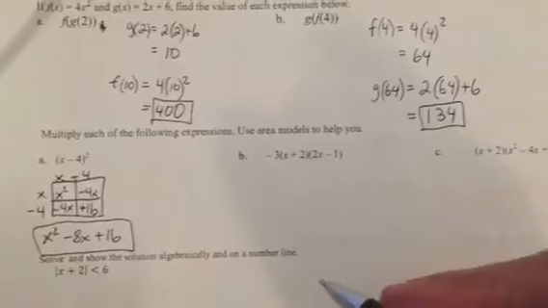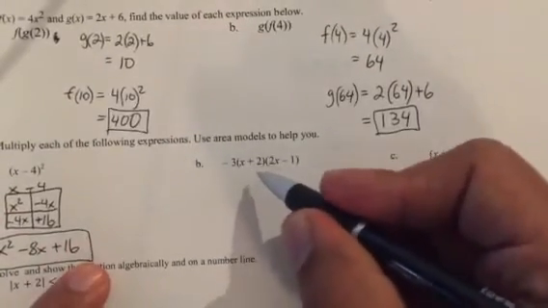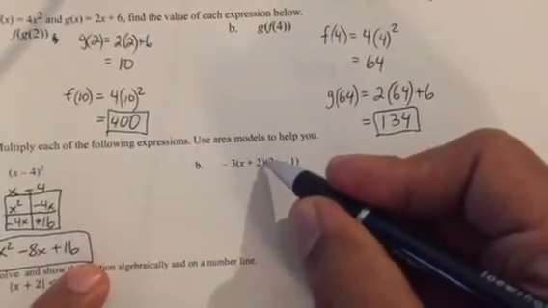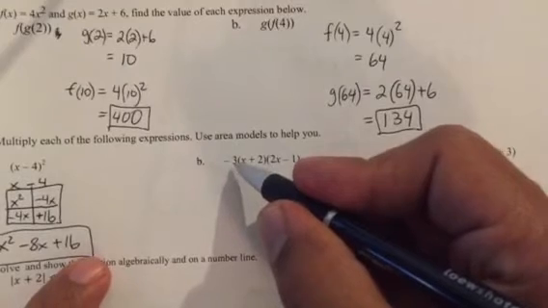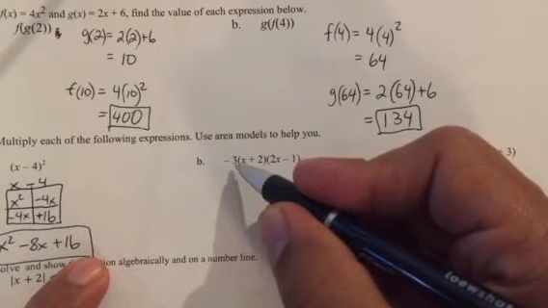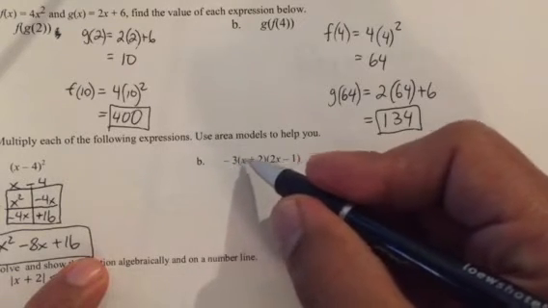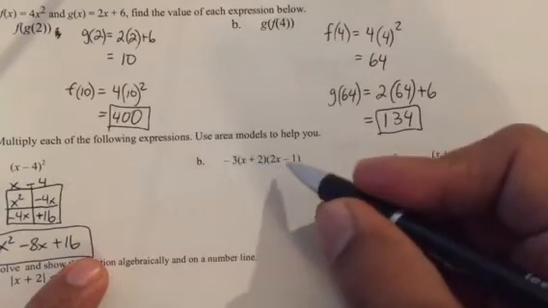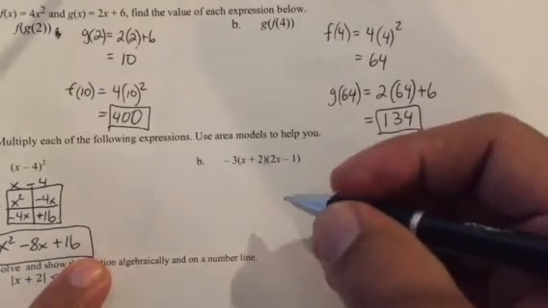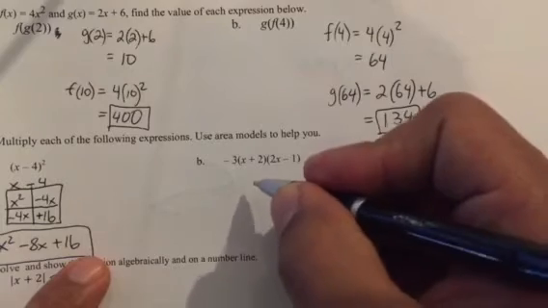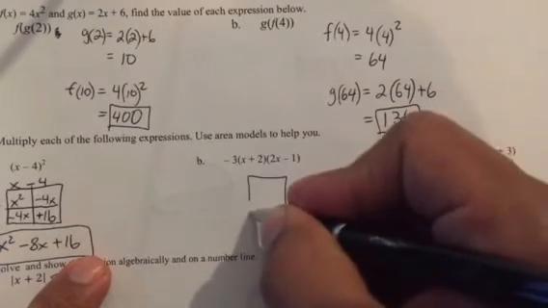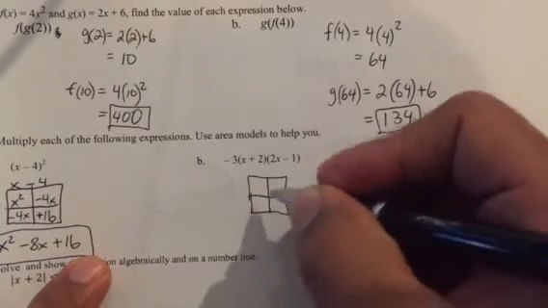And that's it. For this one, first let's go ahead and multiply the 2 binomials here, and then we'll multiply times negative 3 at the end. But if you want, you can multiply negative 3 times the first binomial and then use an area model. So either way is fine. I'm going to go ahead and multiply these two first, and then I'll multiply times negative 3 at the end.